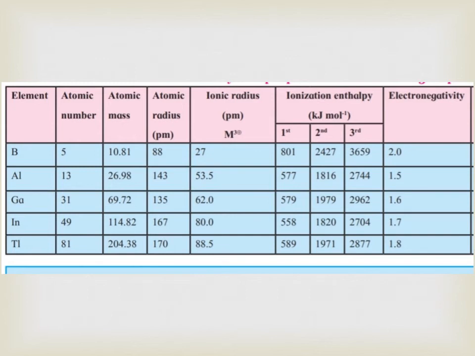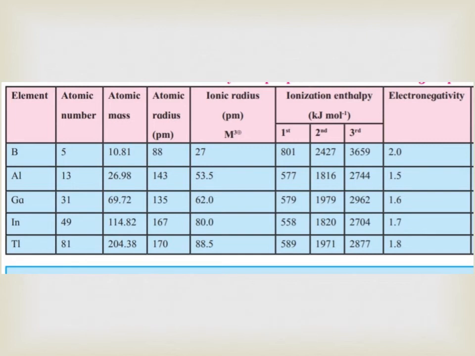Now let us see these physical properties in group 13 elements. You can see in column 2 and column 3 that as you move down the group, the atomic number and the atomic mass of the element go on increasing. You can see that the atomic number of boron is 5, whereas that of thallium is 81. The atomic mass of boron is 10.81, whereas that of thallium is 204.38.